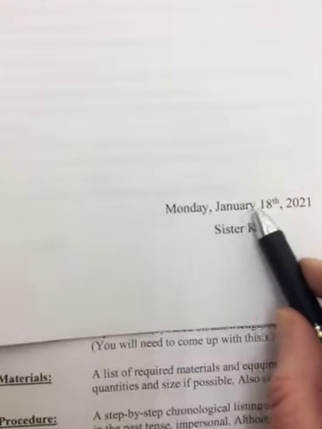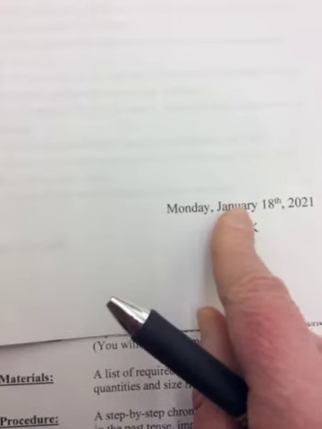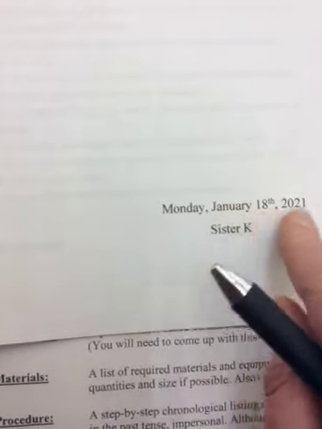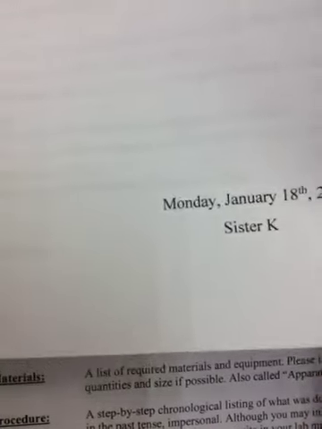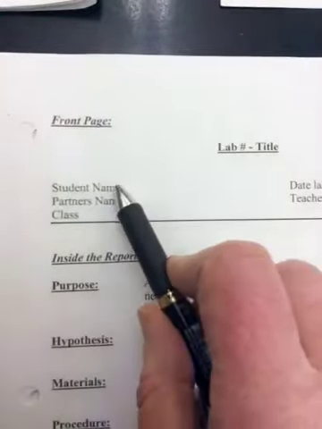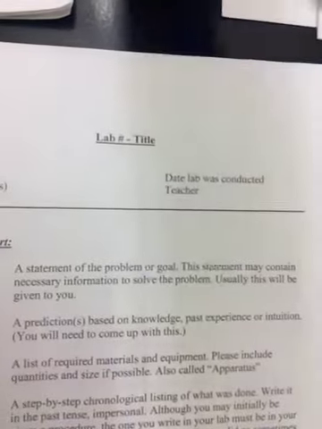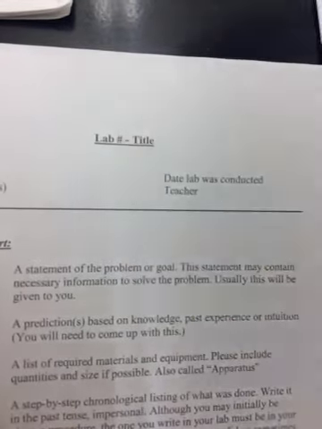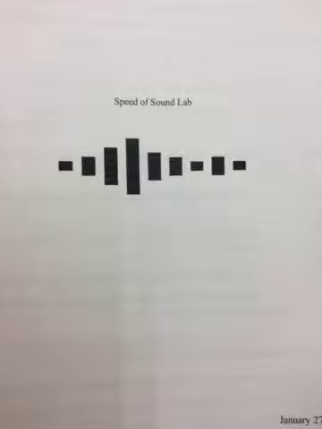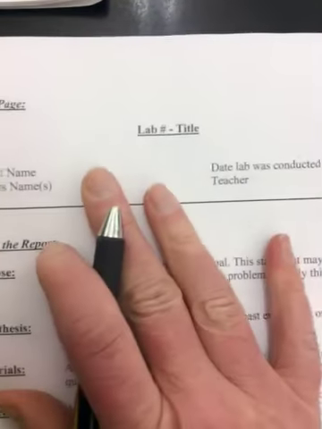And then over here, the day that you did it. So it doesn't need to be Monday, but whatever day this is, Wednesday or Thursday, March 17, 18. So that's the student's name, partner's name, class, and then the date the lab was conducted and the teacher. Now there are some people who like to do a picture on their lab, so you're most welcome to do that, as David did. But you don't have to. So that's the cover page.